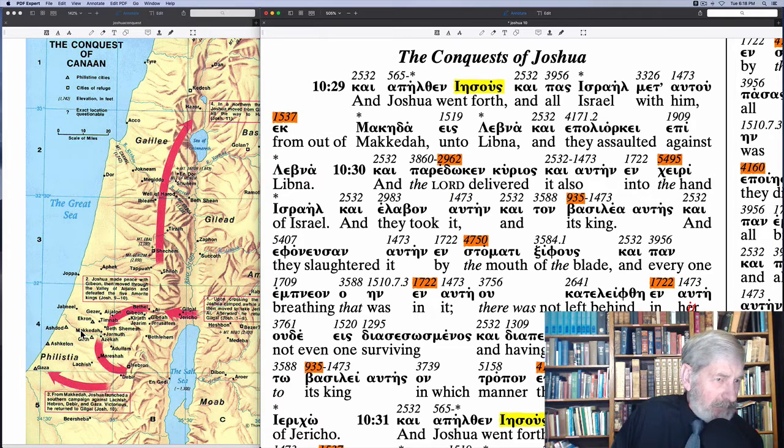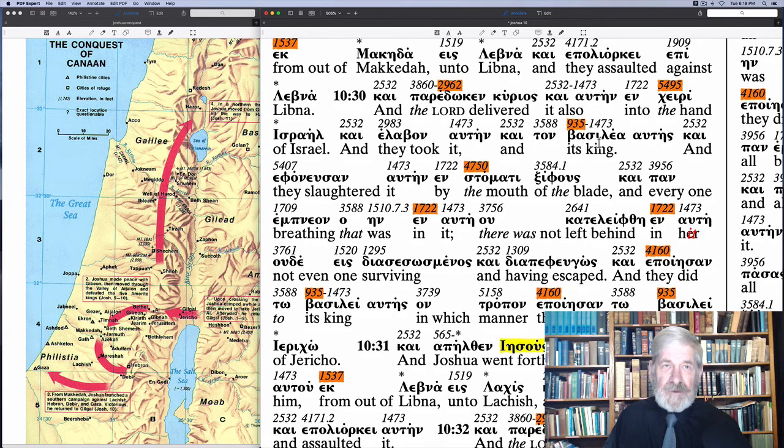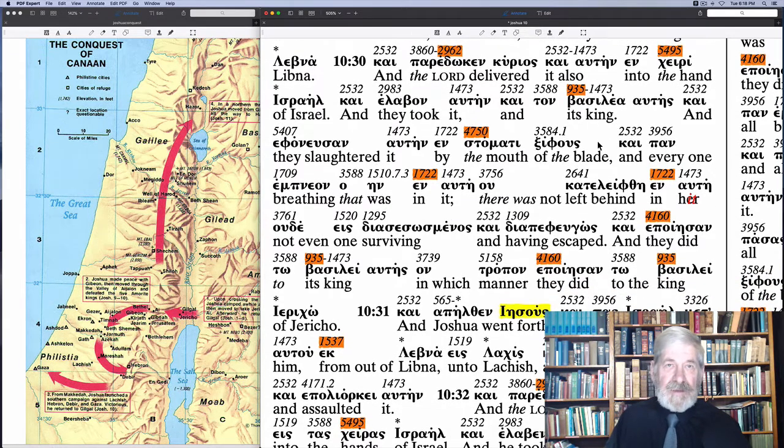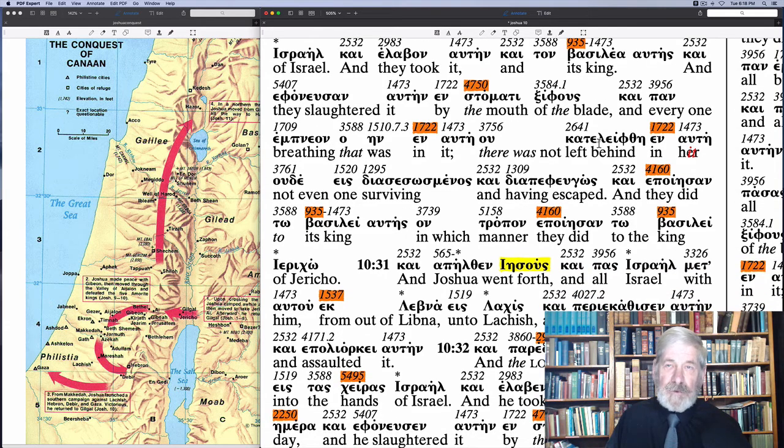I'm trying to find Libnah. Can't find it. And they assaulted against Libnah. And the Lord delivered it also into the hand of Israel. And they took it, and its king, and they slaughtered it by the mouth of the blade, and every one breathing that was in it.